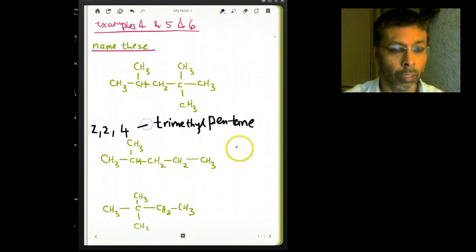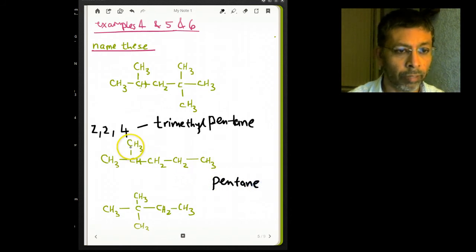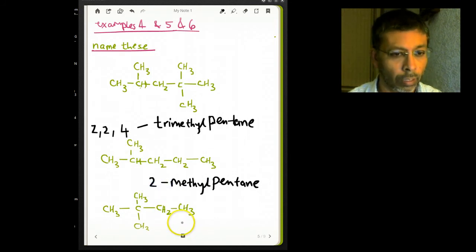Okay, and that will be your name. Right, let's name this one. Remember, longest chain first. 1, 2, 3, 4, 5. So it's a pentane, and it's got 1 methyl group. Methyl, just make the space, right, and it's on carbon number 2, 2-methyl pentane.